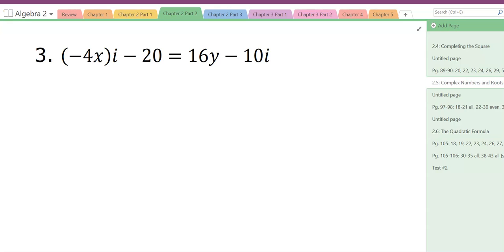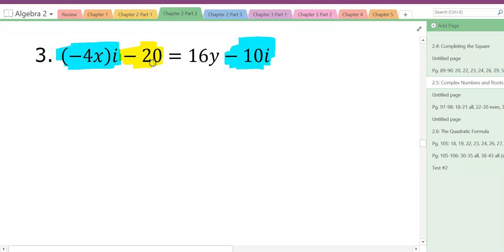All right, so this one's just written backwards because they've got the i part first. So you've got negative 4xi. What would you set that piece equal to on the other side? Good, negative 10i. That means the negative 20 and the 16y should have gotten set equal to each other. So I'm going to do the negative 4x, set that equal to negative 10. I'm just dropping the i's from both of them. I divide by negative 4 on both sides.